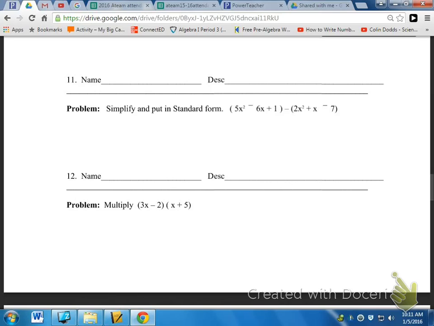All right, number 11. It says simplify and put in standard form, and it's 2 polynomials. In this one, they're subtracting them, okay? Sometimes you would be adding them in the middle, but number 11 is called combine polynomials. So when they use the word combine in these sheets, he's really implying what we used to call add or subtract, but we're combining them.